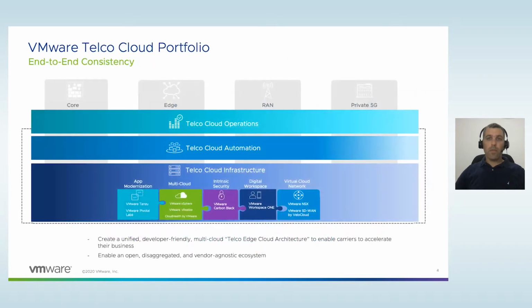In terms of the TechBU portfolio, we are promoting the 4x3 matrix, which basically says that the TechBU portfolio goes into any cloud, starting from the core, the edge, the RAN, and the private 5G. We are focusing on three different layers, starting from the TCI, which is the telco cloud infrastructure, serving the SDDC stack, including the storage, the networking, and the virtualization.